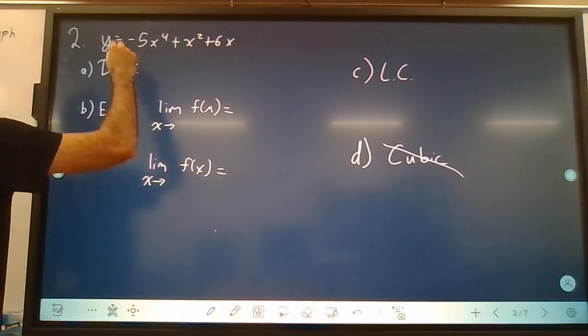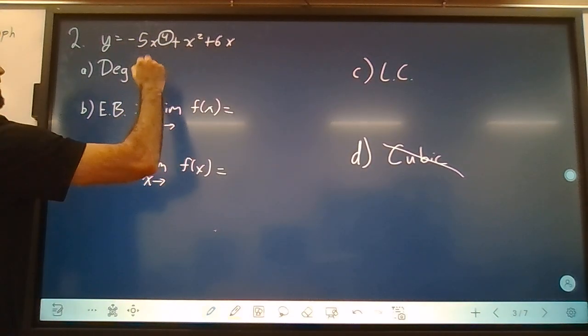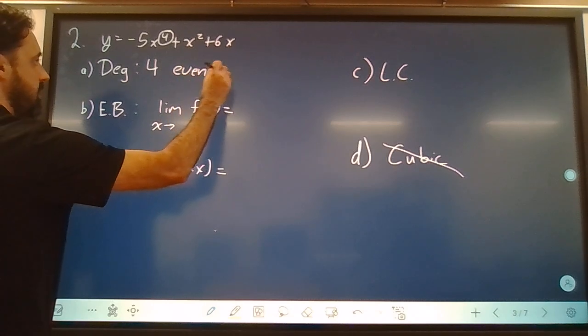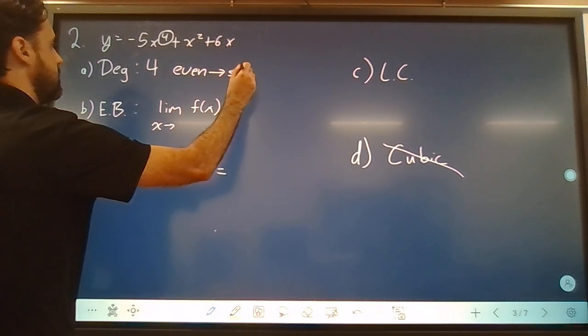So, number 2, the degree. This time it is the leading term, right? That's the biggest exponent. So the degree is 4. Because this is even, that tells us the ends will go the same direction.